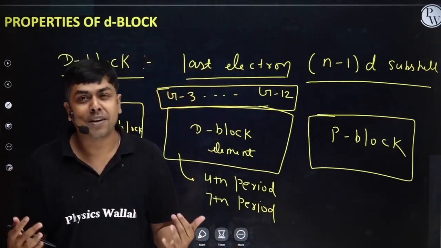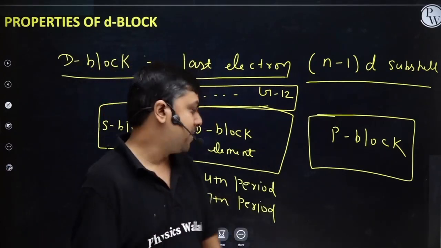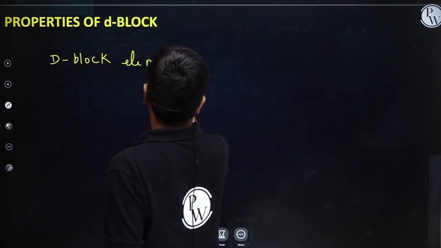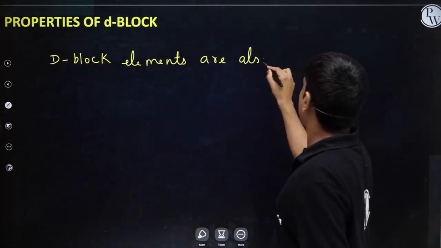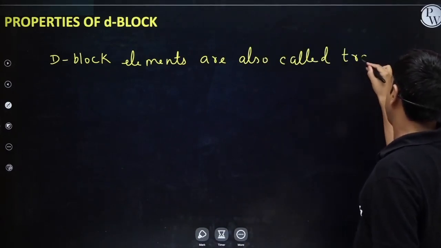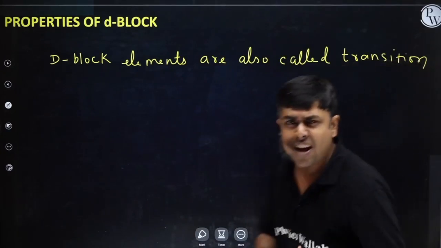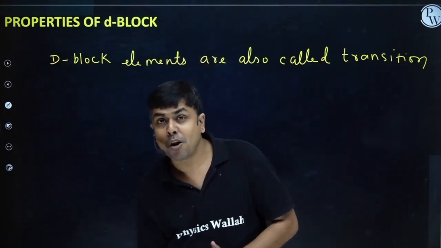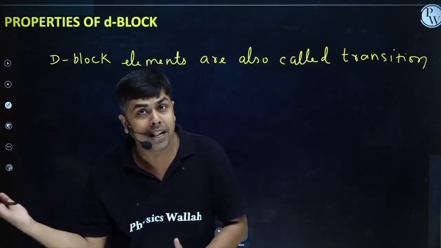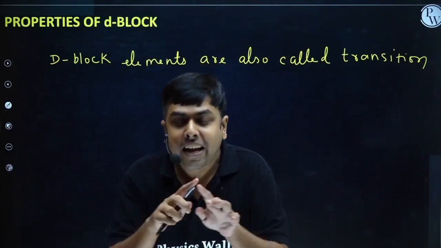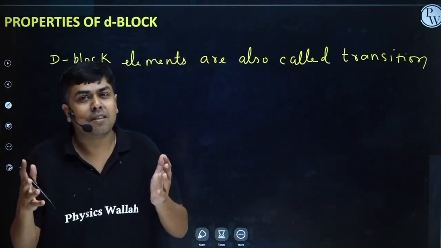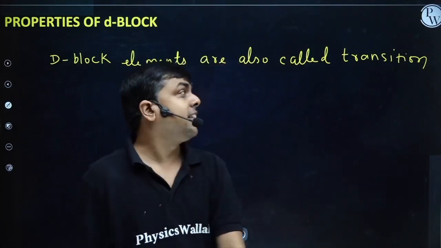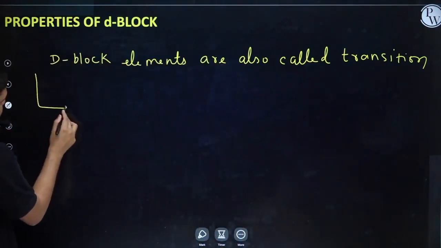Now, these D block elements are also referred to as transition elements. Why? Because there is a transition in property as we move from left to right in the periodic table. As we move from S block to P block, we move from electropositive to highly electronegative elements. In between, we have metals, and these metals are basically your D block elements. So there is a transition in property. That's why they are referred to as transition elements. Am I clear, students? Okay.